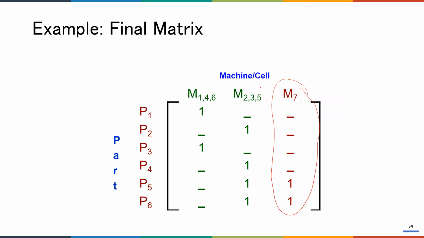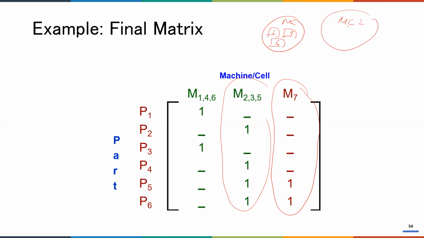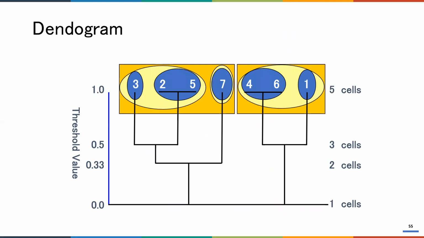So rather than become one cell, they are going to be put outside the cell. For example, machine cell 1 consists of machines 1, 4, 6, and machine cell 2 consists of machine 2, machine 3, machine 5. Then they will have machine 7 outside the box.